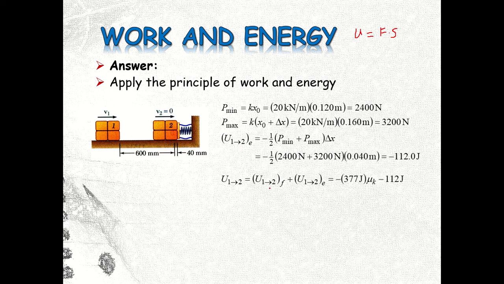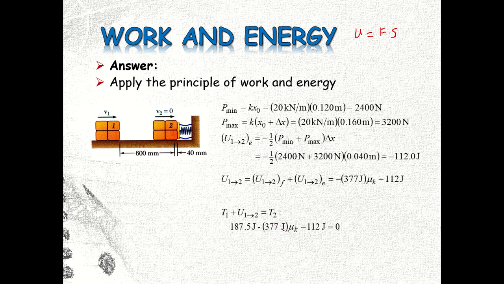Alright, so combining these two, we get minus 377 joules multiplied by the coefficient of friction equal to minus 112 joules. Now we have this equation, T1 plus U, or the work from 1 to 2, equals T2. So T1 is already calculated. Substitute this, and then the work from 1 to 2.